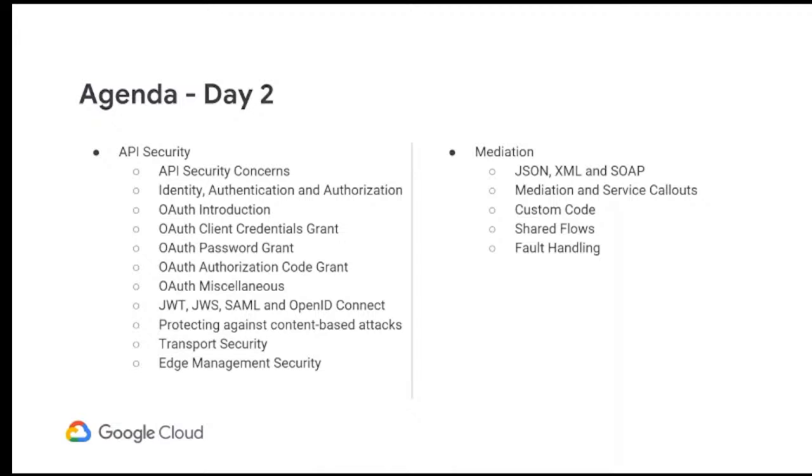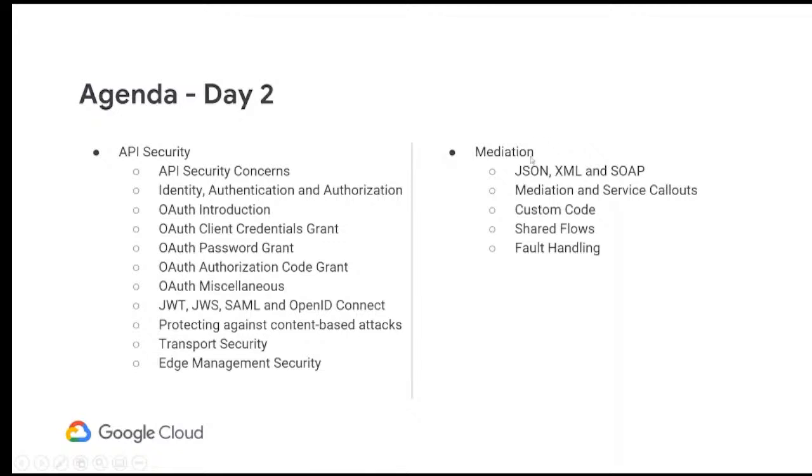Apart from that, we will understand JWT, JWS, SAML, and OpenID Connect. These are the things related to API security, mostly authentication and authorization. Then we will learn about protecting against content-based attacks. We will also see transport layer security, one-way TLS, two-way TLS, and how to do that on Apigee. And then we will learn Apigee management security, which is more like compliance, like PCI compliance or similar compliance things, how we can achieve protecting sensitive data and all those things with Apigee.